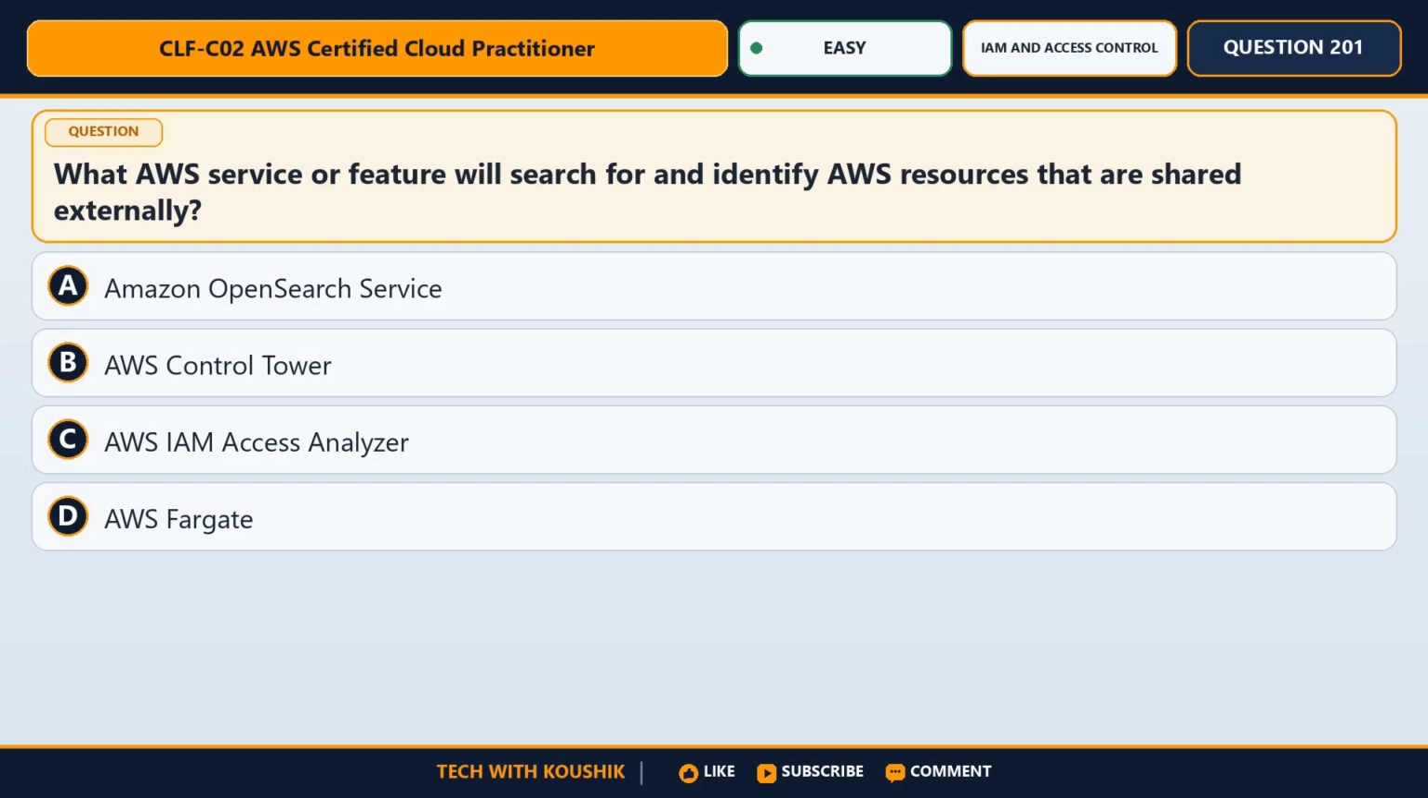Question number 201. What AWS service or feature will search for and identify AWS resources that are shared externally? Option A. Amazon OpenSearch Service. Option B. AWS Control Tower. Option C. AWS IAM Access Analyzer. Option D. AWS Fargate.